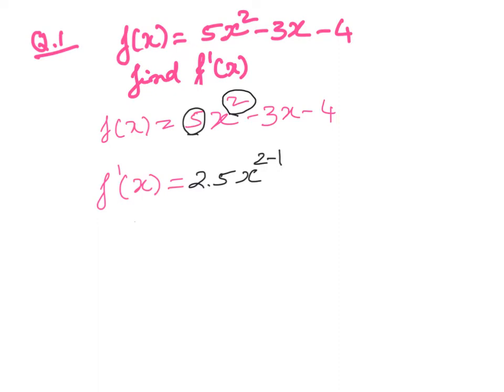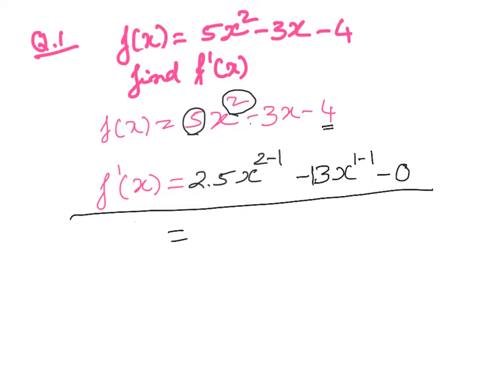Then next is negative 3x. So I keep this negative as it is, and the coefficient is 3 now. The power of x is 1. Therefore I bring that 1 here, 1 times 3, and x to the power of 1 minus 1. Then next is the 4. 4 is a constant, and therefore I write minus 0. So now I simplify it. Now my differentiation is over.